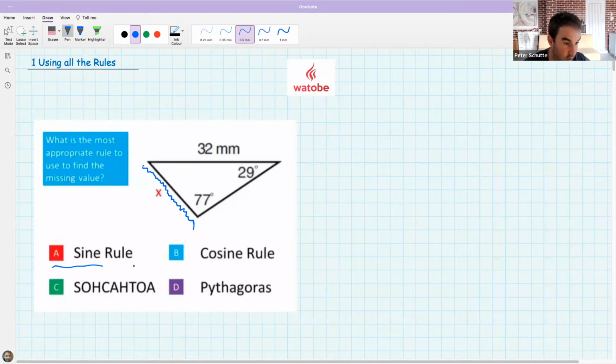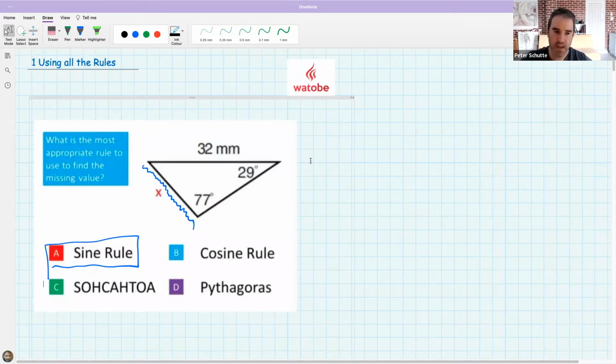Okay. I agree with you, Lee. It is the sine rule. Why did you choose it? Like, what gave it away in the drawing? It is because we were given 2 angles and a side, an included side.